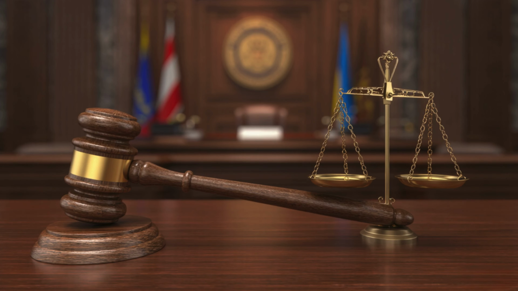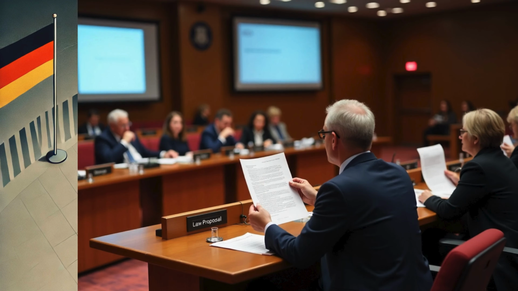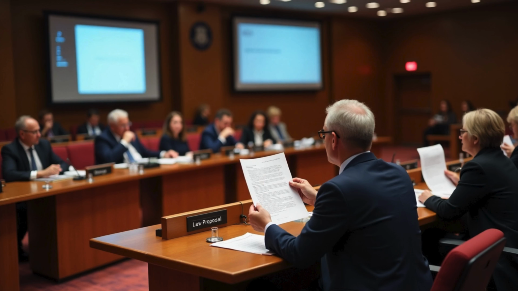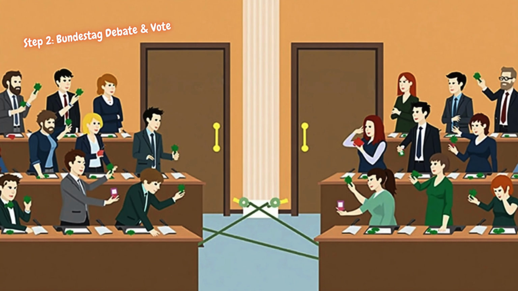Now, let's explore the step-by-step process of how a law is passed in Germany. Step 1. Proposal time. A new law idea starts with the Bundesrat, whose members review it first and can suggest changes or formally oppose it. Step 2. Bundestag debate and vote. The idea then goes to the Bundestag. They discuss it in small groups, tweak it, and vote 3 times to make sure everyone agrees.